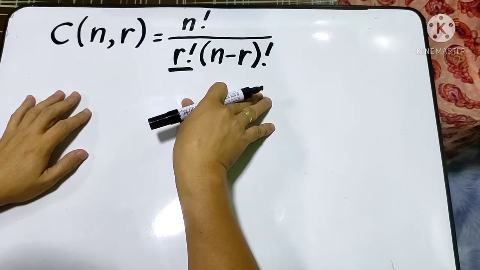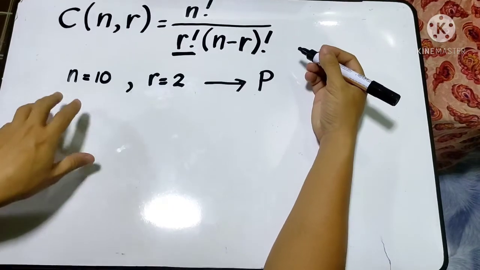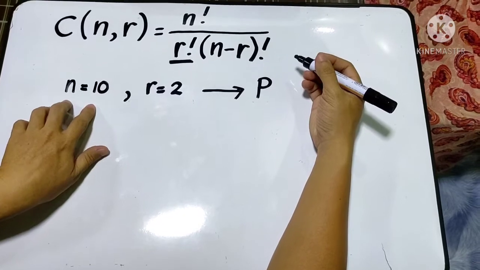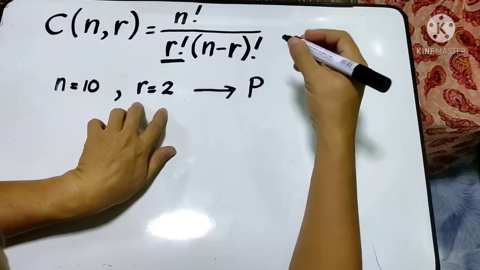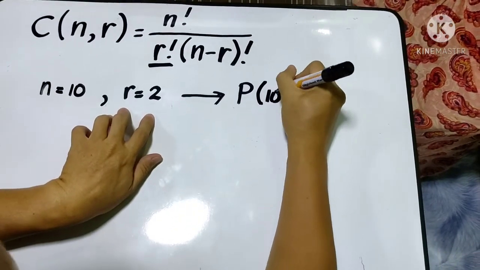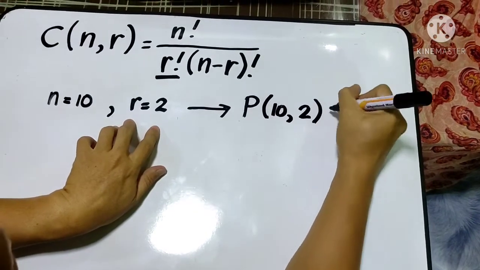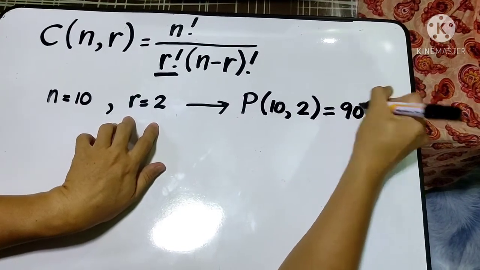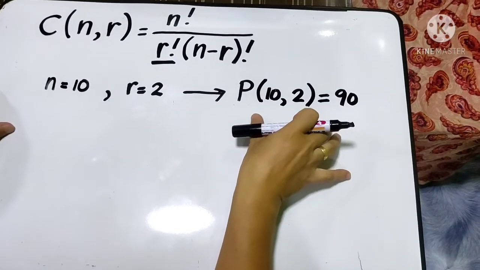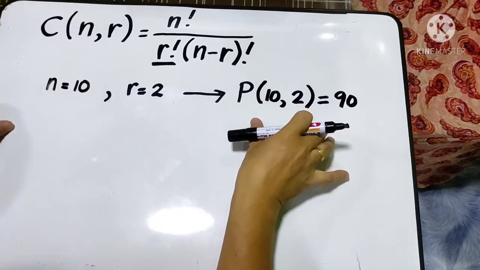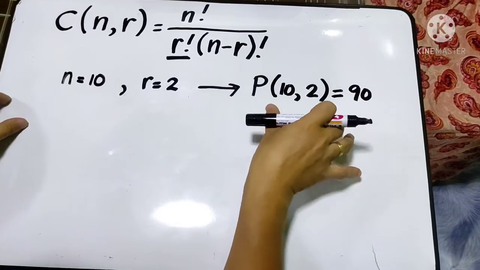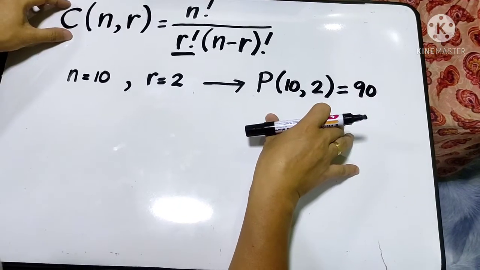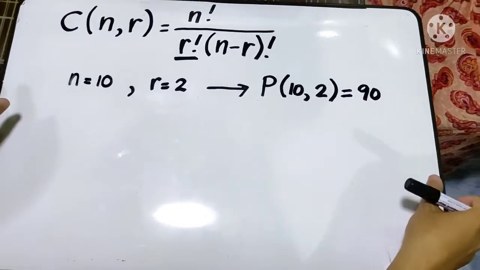So if you have, for example, let's say you're given n equal to 10 and r equal to 2. The permutation of 10 taken 2 is 90. And I guess you know how to do it, okay? So this time, let us try to solve it using the combination formula. Let's compare the result, okay?